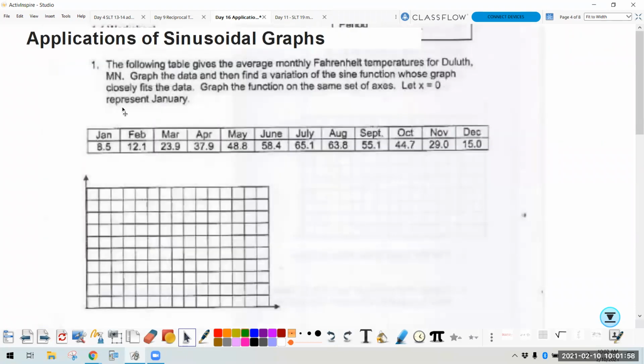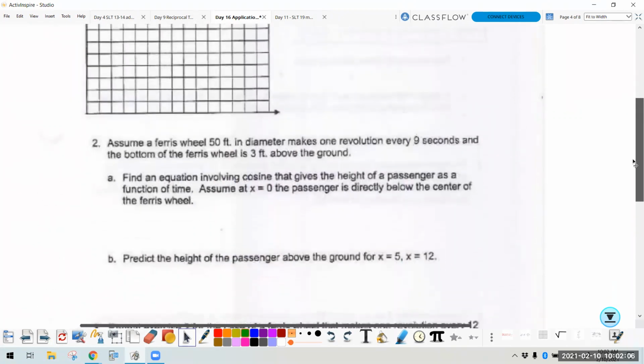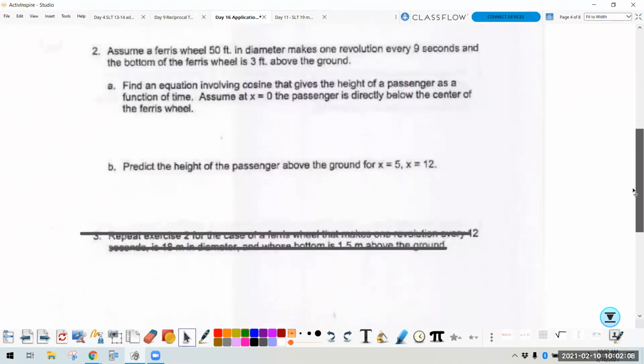Okay, so number 1 here on the next page, that's another temperature one. We just did that. I'm going to skip that one and go down to number 2 with this Ferris wheel. Don't panic. I know we did a ton of Ferris wheels in Algebra 2. It will be all right. We don't have a picture or a table of data this time. So instead, we have to come up with it ourselves.